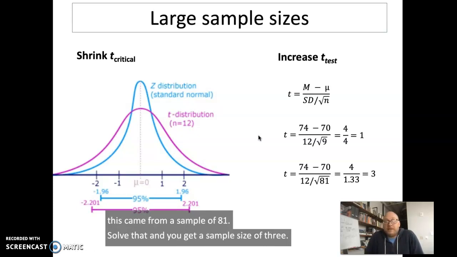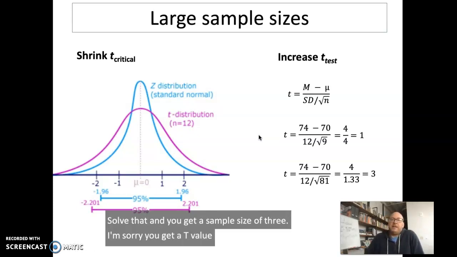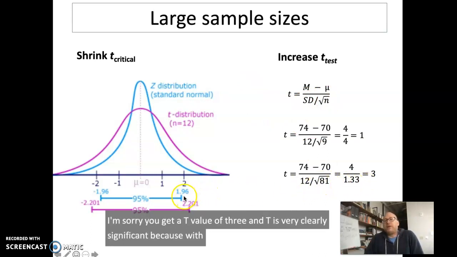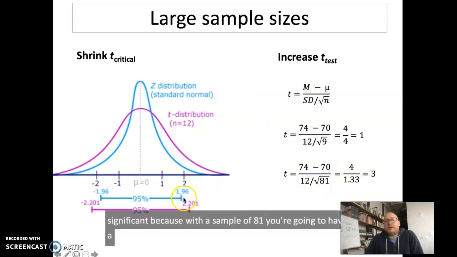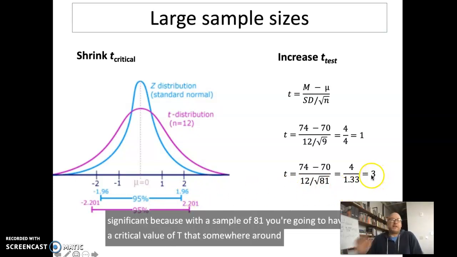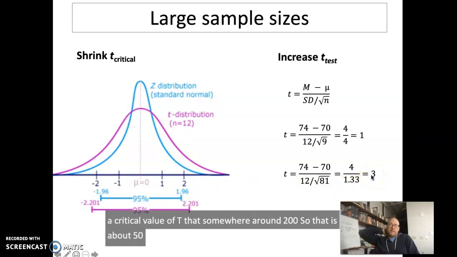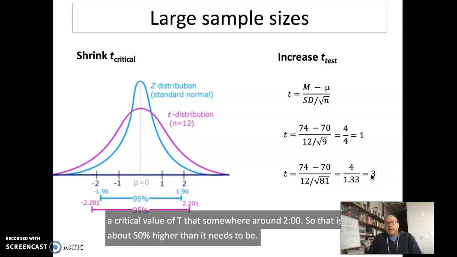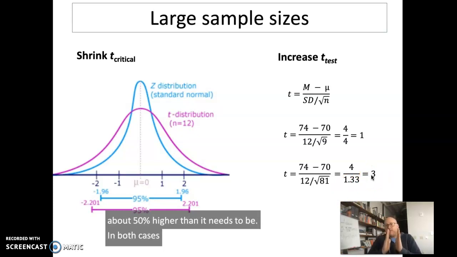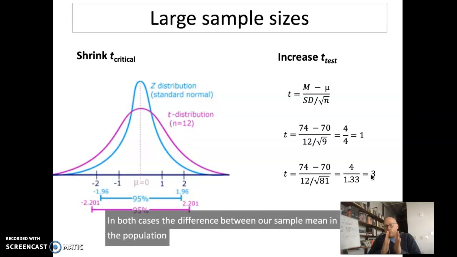I'm sorry, you get a t value of 3. And t is very clearly significant because with a sample of 81, you're going to have a critical value of t that's somewhere around 2. So that is about 50% higher than it needs to be. In both cases, the difference between our sample mean and the population mean is 4 points.